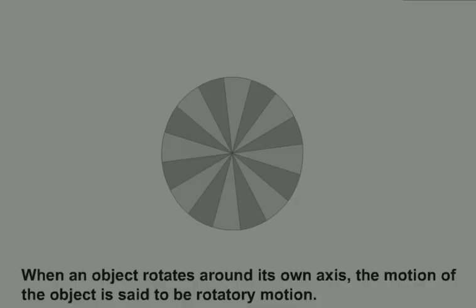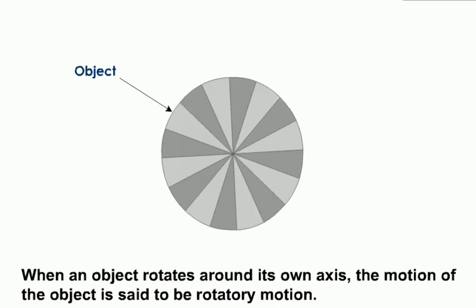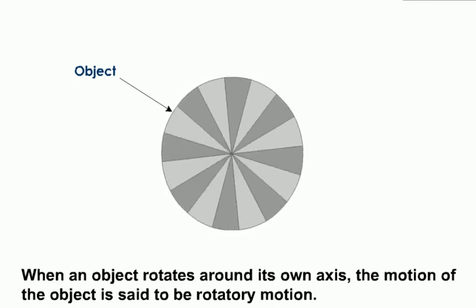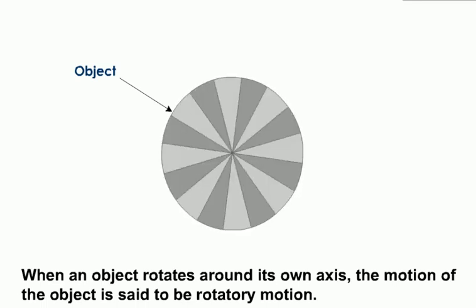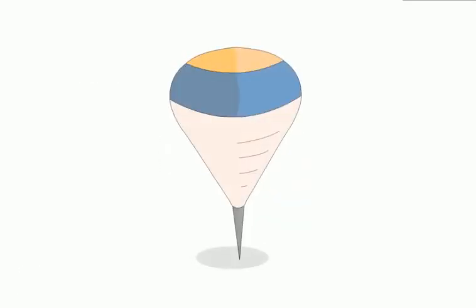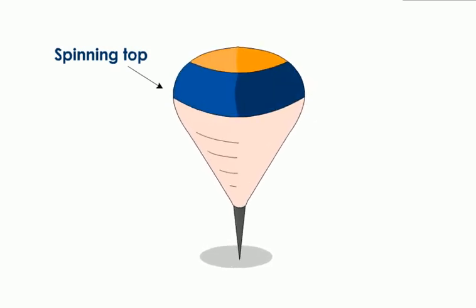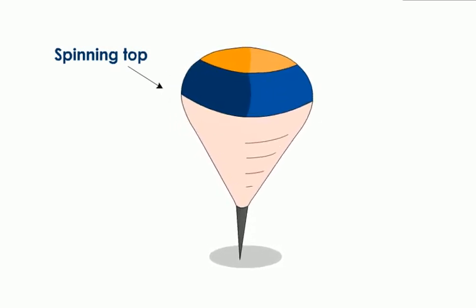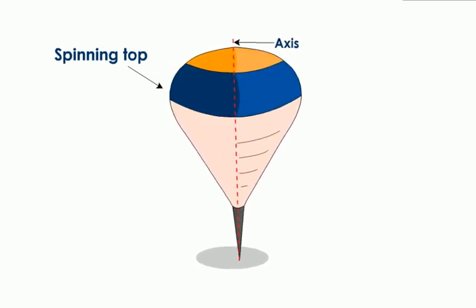Students, when an object rotates around its own axis, the motion of the object is said to be rotatory motion. Have you ever played with a spinning top? The motion of a spinning top about its axis is an example of rotatory motion.